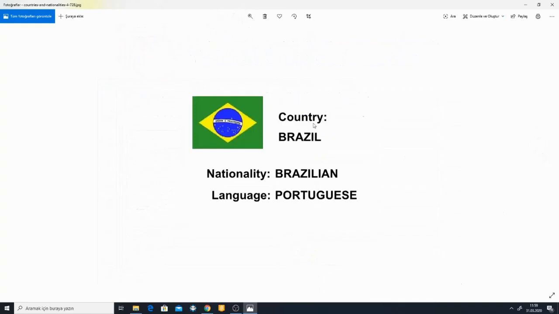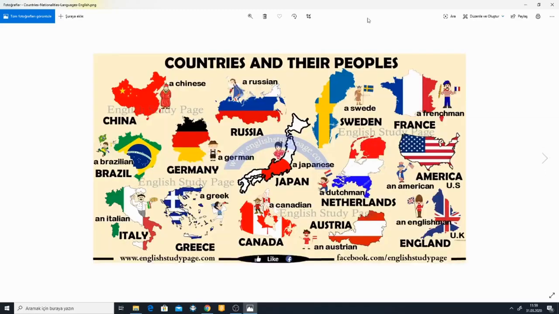This country is Brazil, and this is their flag. Nationality: Brazilian. Language: Portuguese. Countries and their people.